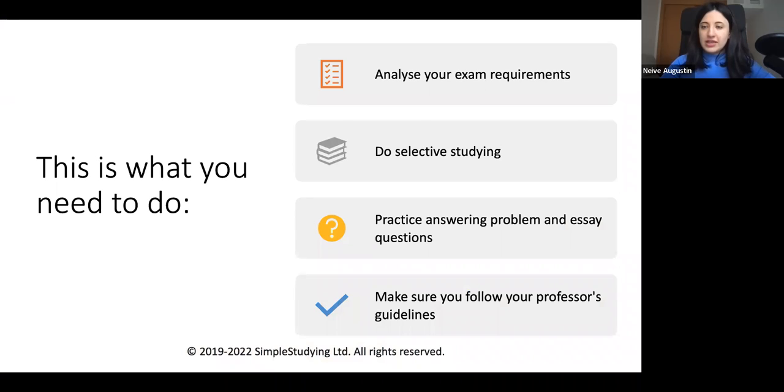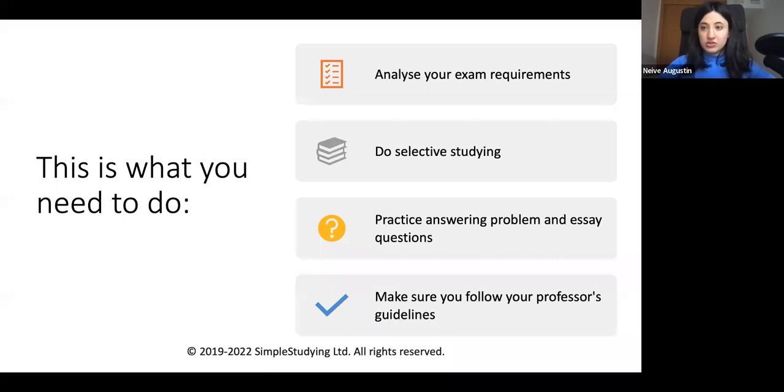It is highly recommended that you follow this guidance when you're preparing for your exams. Firstly, you need to analyze your exam requirements. You need to know exactly what you're required to do and do selective studying. For example, if you have a criminal law exam with a set of 6 questions, and you need to only answer 3 of them, probably it would be a good strategy to focus on the 3 big topics that are most likely going to come up on the exam.